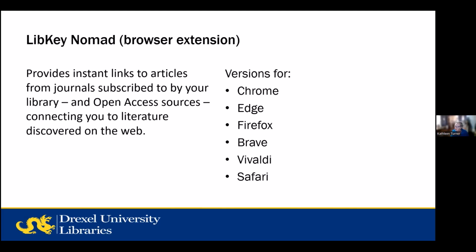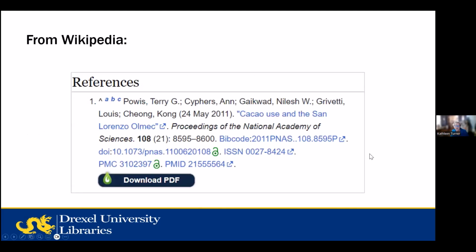So a couple of quick pictures of how LibKey works. This is from the reference list of a Wikipedia article. And as I always tell students, you don't want to use Wikipedia as your source when you're doing research, but the references from Wikipedia articles are often useful. And this icon down at the bottom, download PDF, is the LibKey link that the browser extension provides. So this is going to take you from Wikipedia to the library's licensed copy of Proceedings of the National Academy of Sciences to access this article.